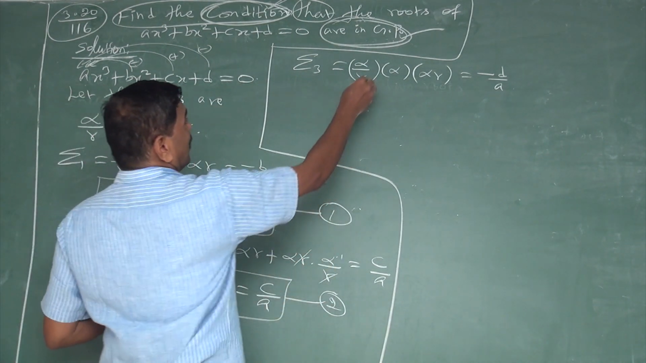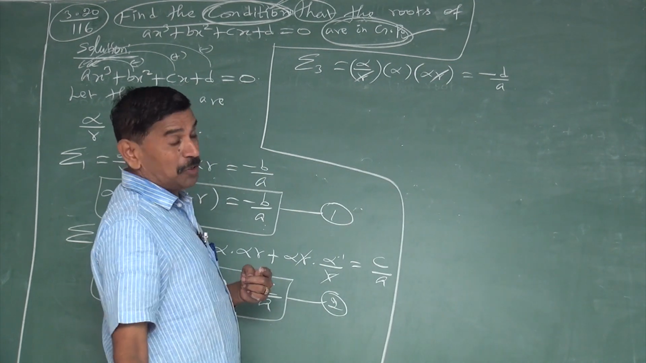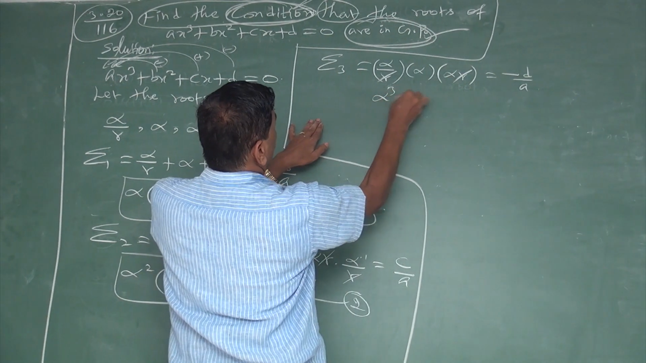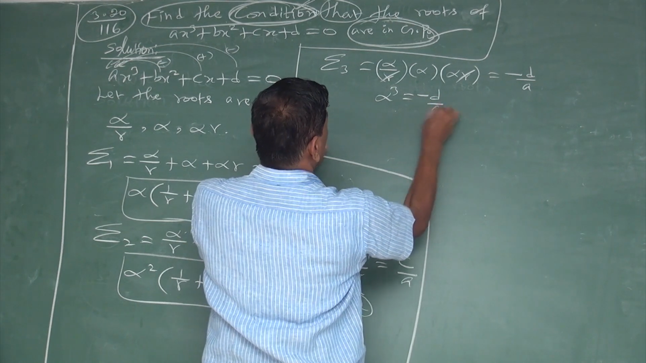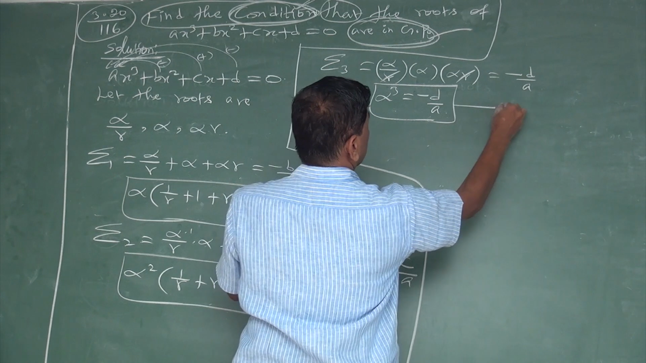Next is simplification. Divided by r, r into r cancel. Alpha cube, correct, because alpha into alpha into alpha is alpha cube. So alpha cube is equal to minus d by a. Okay, next let it be the third equation.